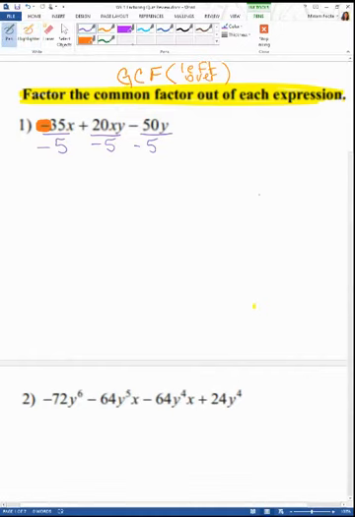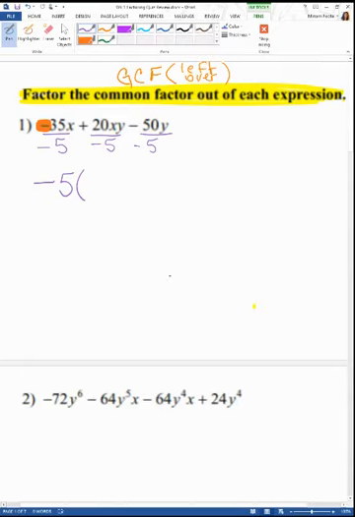If I look at all three terms, I will notice that they do not all have an X. If I look at all three terms, I will notice that they do not all have a Y. So in this answer, I will only have a -5 as my actual GCF. What's left over comes from me simplifying.